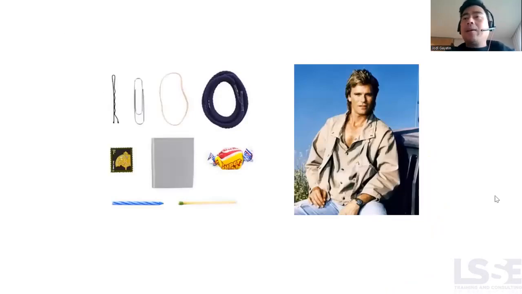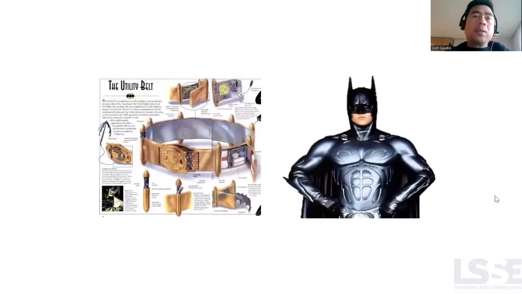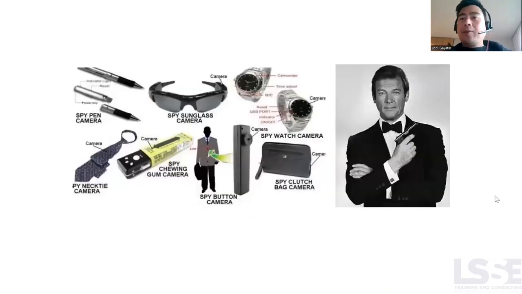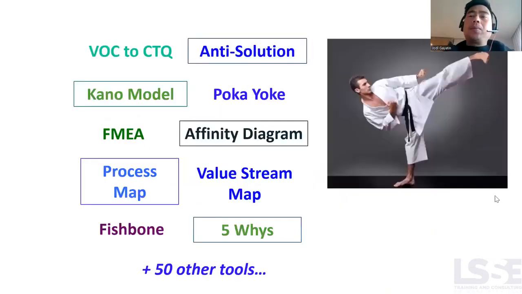This guy, MacGyver here, he uses this set of tools to escape in a tough situation. You have Batman here who has gadgets. He has the belt. He has probably an arrow or a sling that helps him to get out of tough situations. And of course, you have James Bond with his gadgets as well that would help him fight the bad guys.